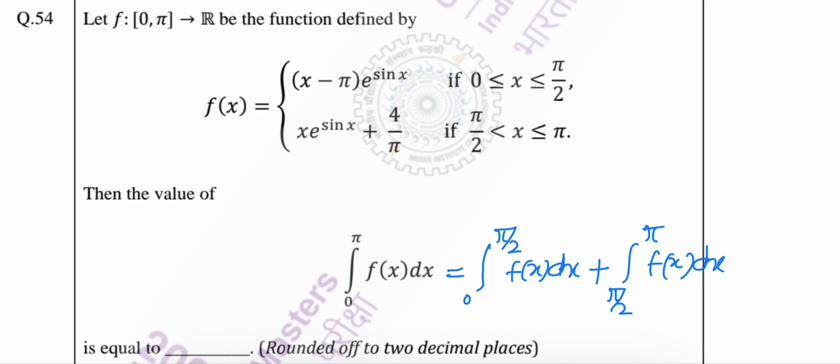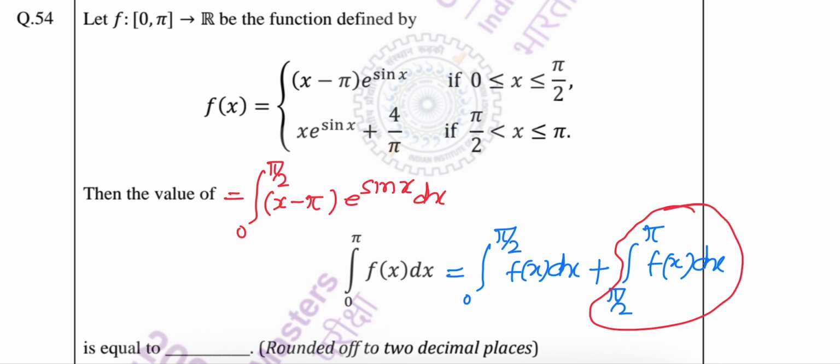So the next step I write here will be 0 to pi by 2, and for this 0 to pi by 2 the function f(x) is this one. So I write that function: (x minus pi) e to the power sin x dx. Okay, now I go for this part.